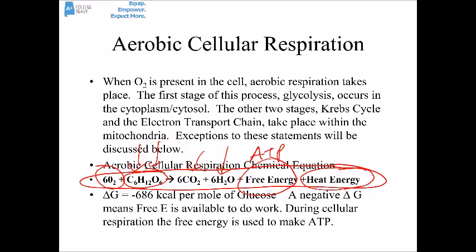This reaction has a delta G, or Gibbs free energy, value of negative 686 kilocalories per mole. The negative tells us that the free energy is released. It's available to do work. And it's this free energy that's used to make the ATP.